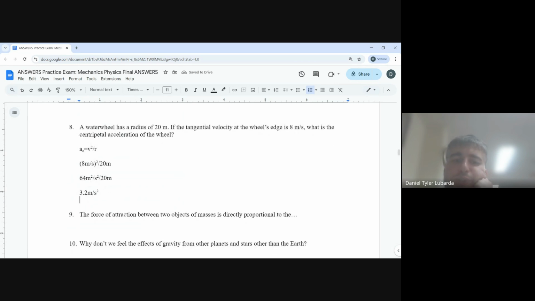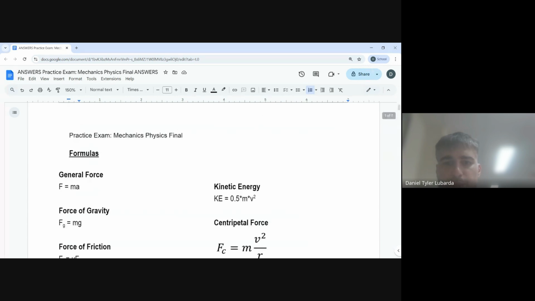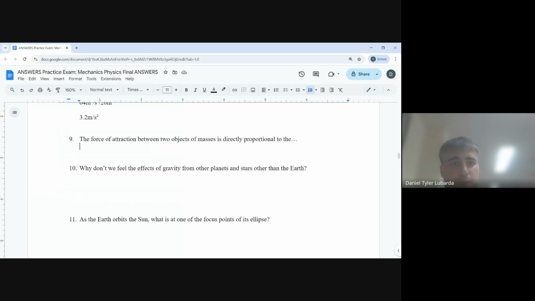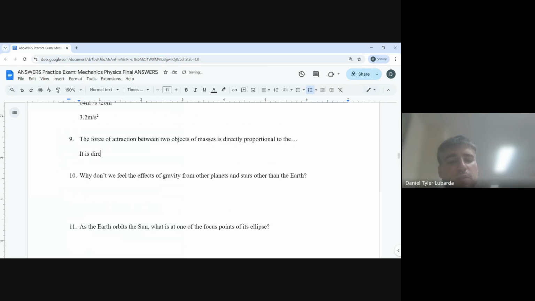Number 9, the force of attraction between two objects of masses is directly proportional to the, and if we look at our law of gravity equation here, we can see that this force is going to be directly proportional to the product of the two masses.